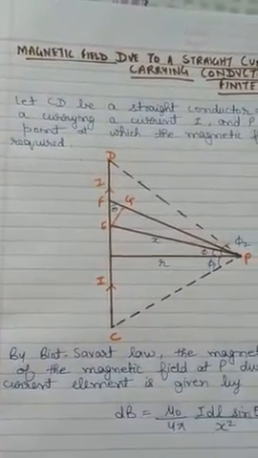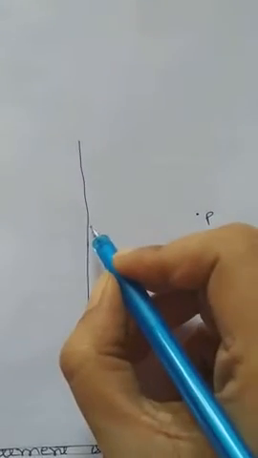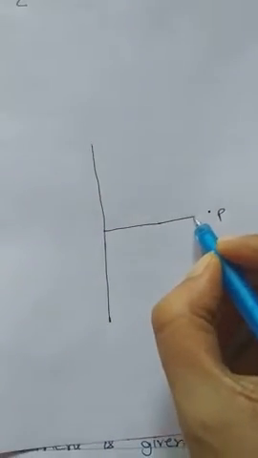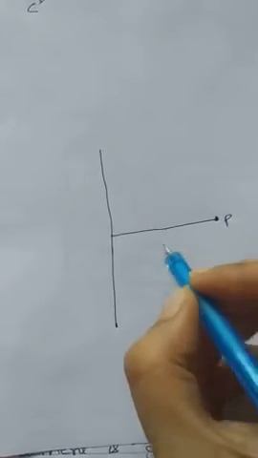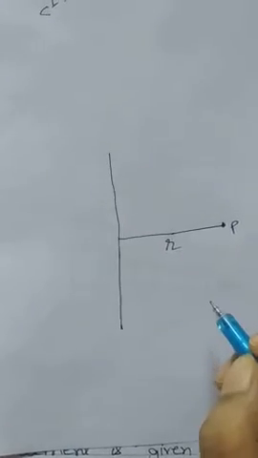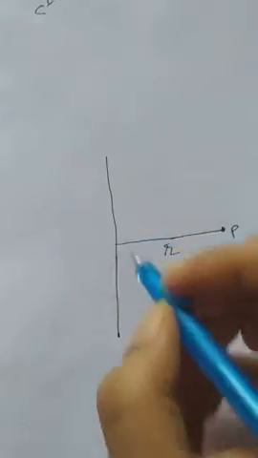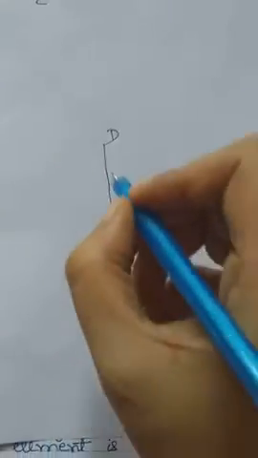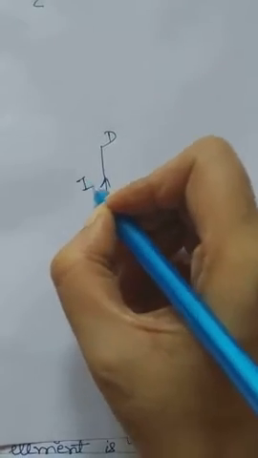So again I am explaining the figure so that it will be easier for you. Suppose this is a conductor and this is point P where you are going to find out the magnetic field. Draw a line perpendicular from here. Take this distance as R. Now take one current element. This is the conductor, give it the name CD. The current flowing in it is I in this direction.